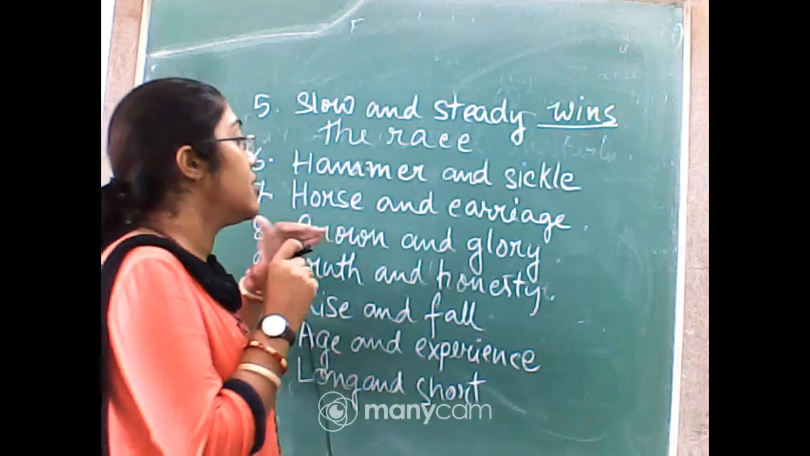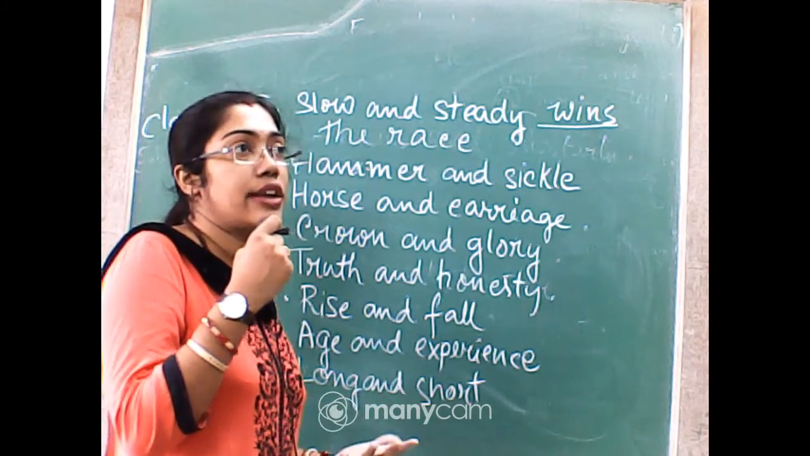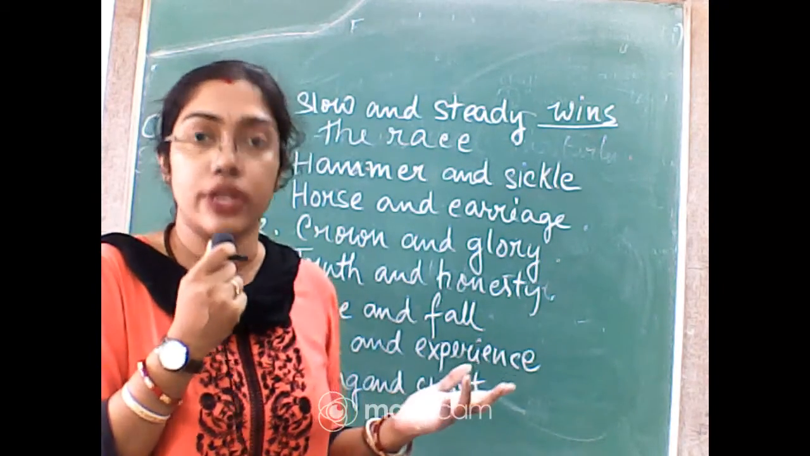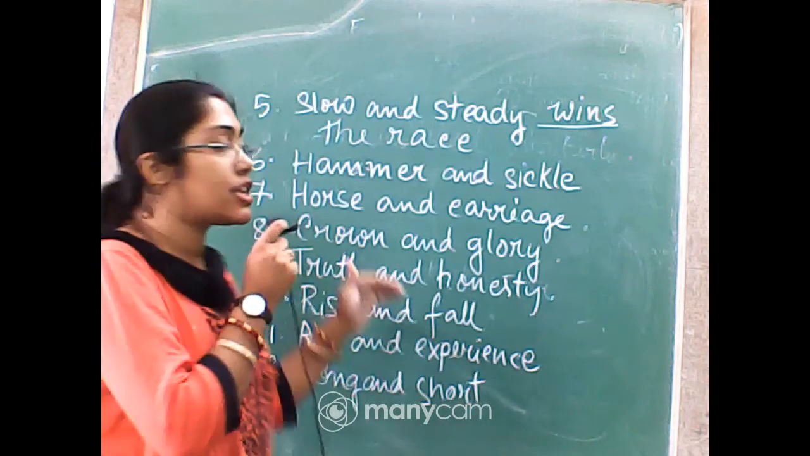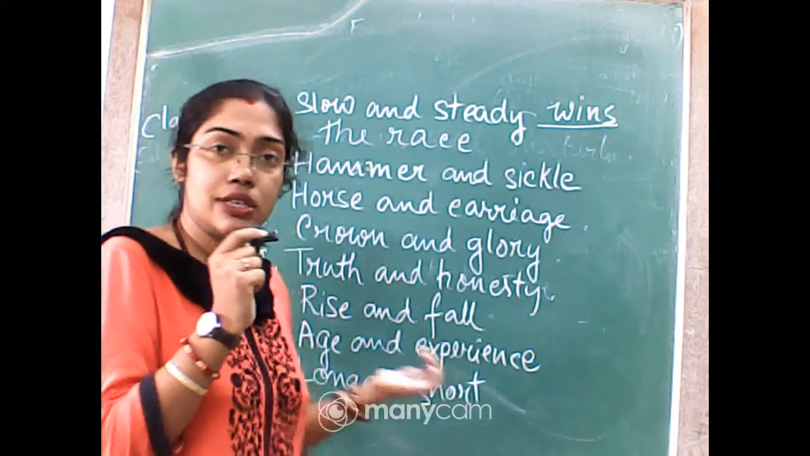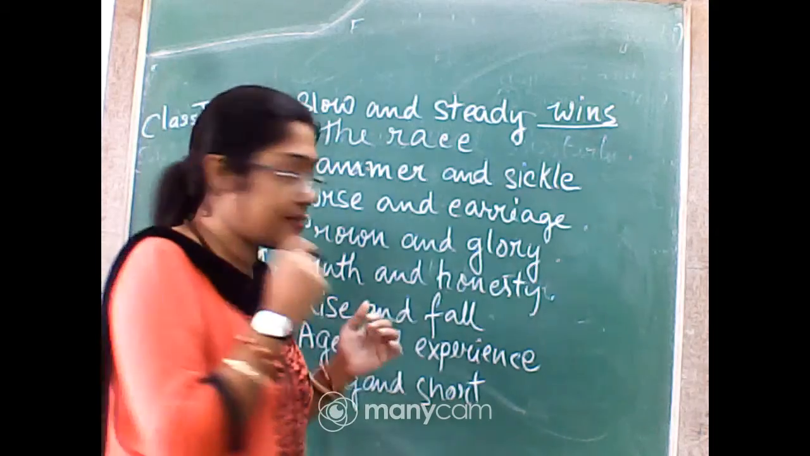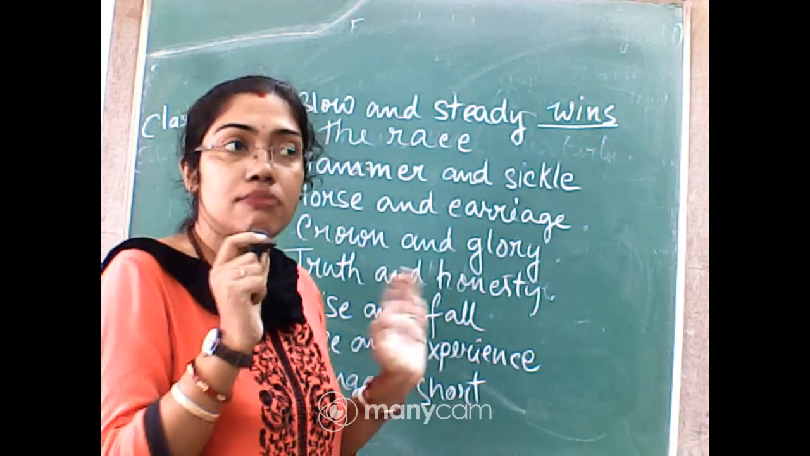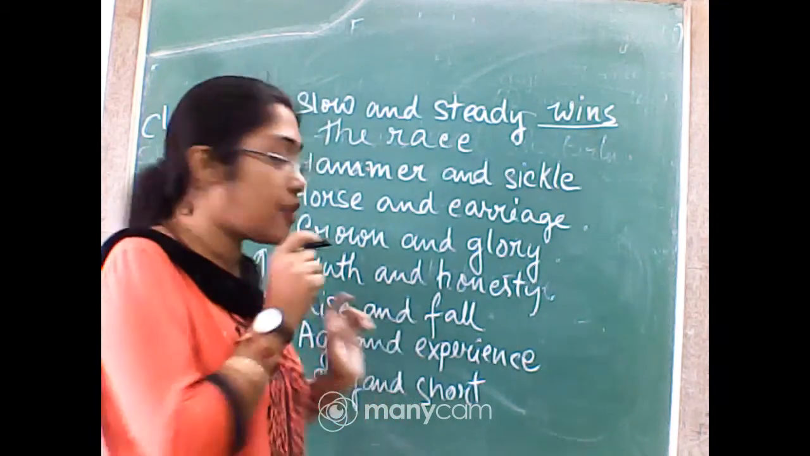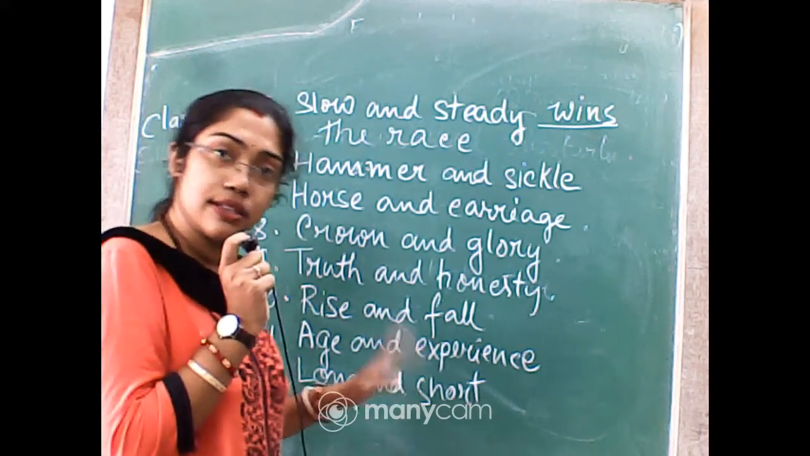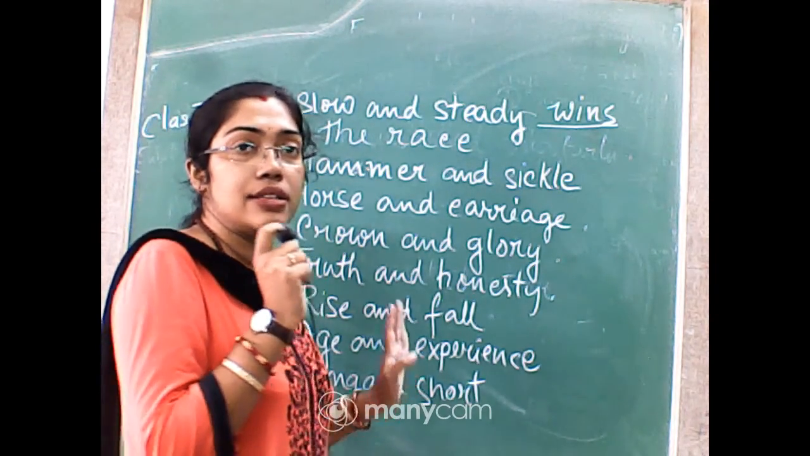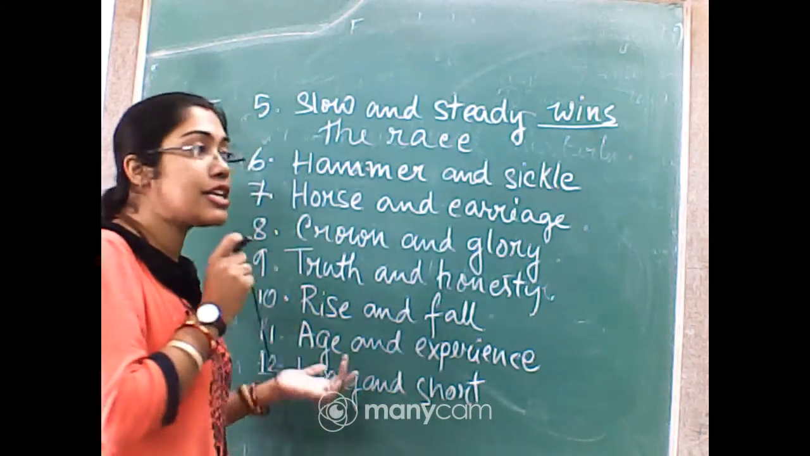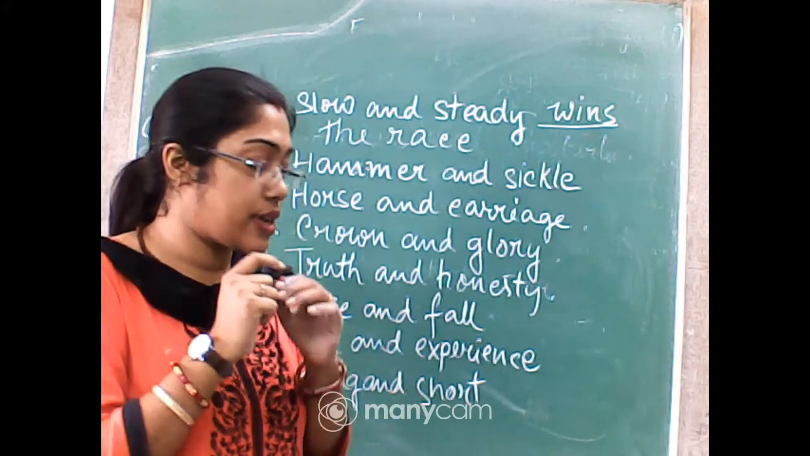Crown and glory means it's kind of a wonder, an expression to show wonder. Next, truth and honesty, both are similar in meaning, so they are actually talking about a quality. Next, rise and fall, talking about action, action that has been talked together. Age and experience, the same way, I'm talking about someone's experience, age and experience matters. Long and short, in the same way.